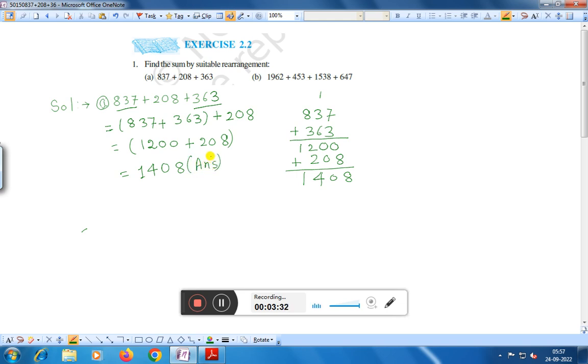right. Therefore again you see that 837 plus 208 plus 363. That means first of all you have to group this number 837 plus 363. After that we have to add 208. That means 837 plus 363, if we add, we are getting how much? 1200. We are getting 1200, right. And in the end we are getting 0 0, right. After that we have to add 208. We are getting 8, 0, 4 and 1. This is the solution by suitable arrangement.